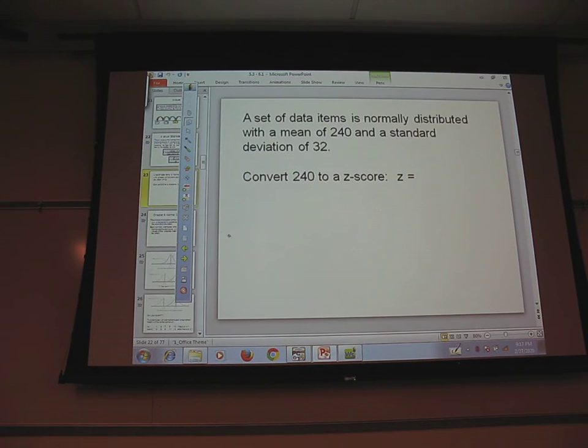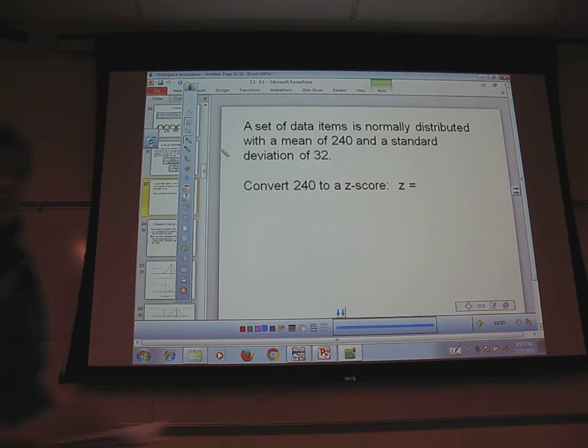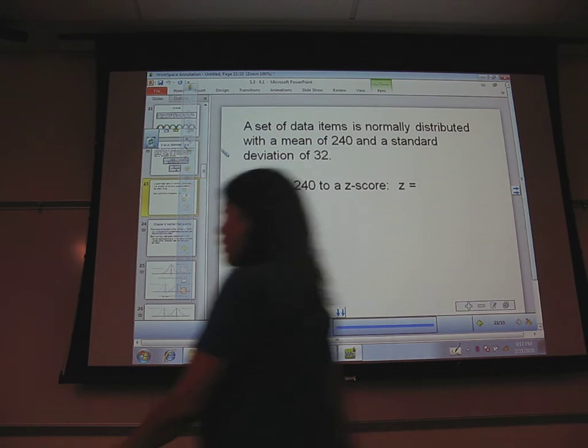Okay, so here for a second, let's get someone to read this one. Gabe, go ahead and read. A set of data items is normally distributed with a mean of 240 and a standard deviation of 32. Convert 240 to a z-score. Yep. So convert 240 to a z-score. Everybody, 15 seconds with your neighbors. Go.